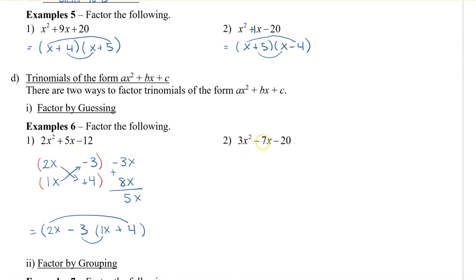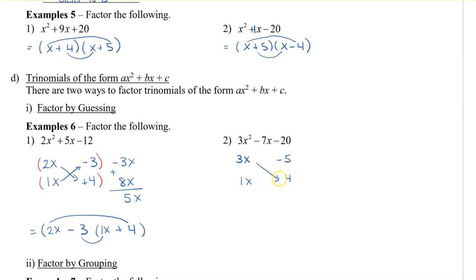So this time we have 3x squared as our first term. Now, when the first term is a prime number like 3, it actually makes it pretty easy because we only have one choice. So we have 3x and 1x. When we start with numbers like 6 or 12 and there are multiple factors, then it gets a little bit harder and trickier. So the other one we have is negative 20. So let's try negative 5 and positive 4.